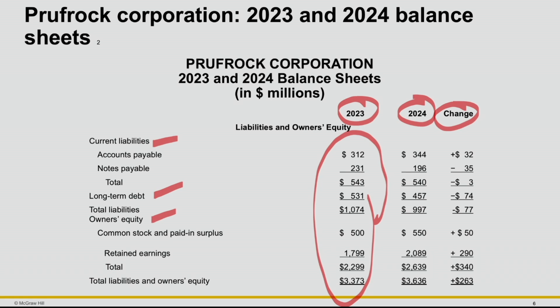Under current liabilities, for instance, we had 312 million. It goes up to 344 million in 24 for a $32 million increase, and so on down the line. One thing to note here is retained earnings. Retained earnings is the accumulation of net income that has not been paid out in the form of dividends or a stock buyback. It's got a little tag on it saying this belongs to equity. It may or may not, literally.